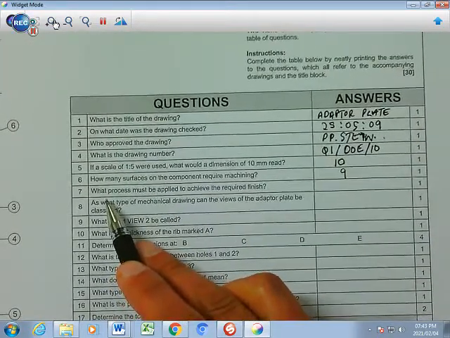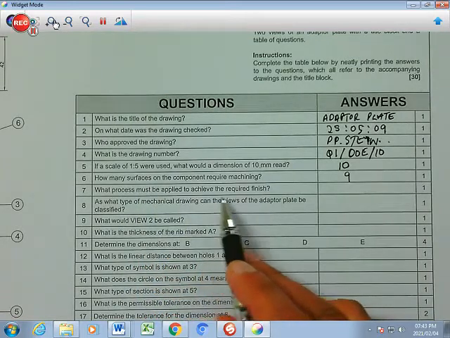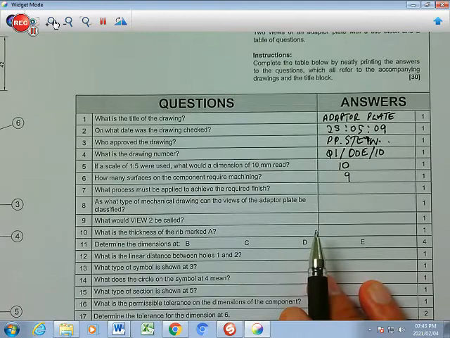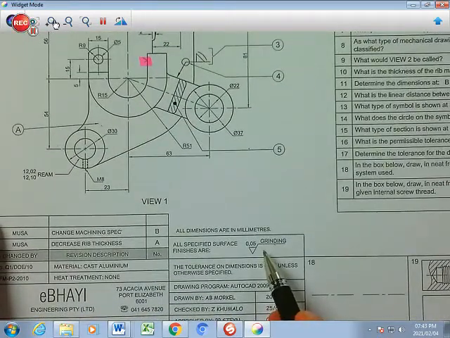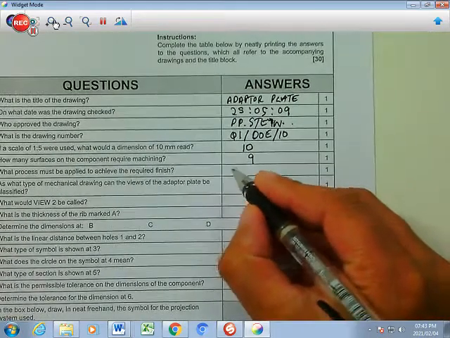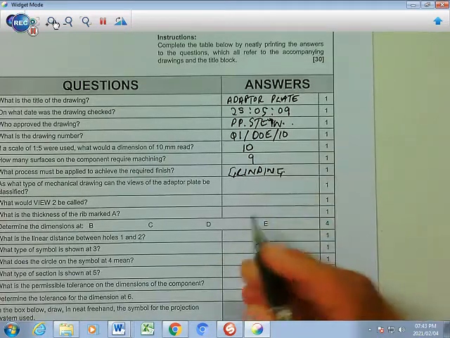What process must be applied to achieve the required finish? Right, we're going to go back to the symbol, the machining symbol. And that is basically the process, grinding is the process that's required. So you're going to write in your answer as grinding. All right.